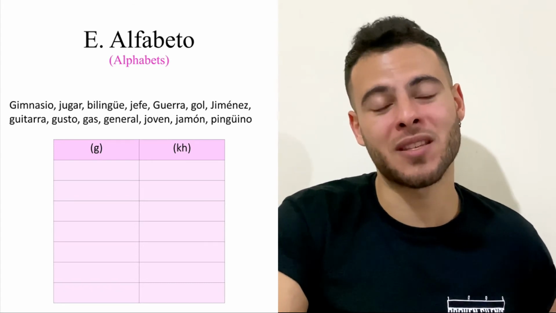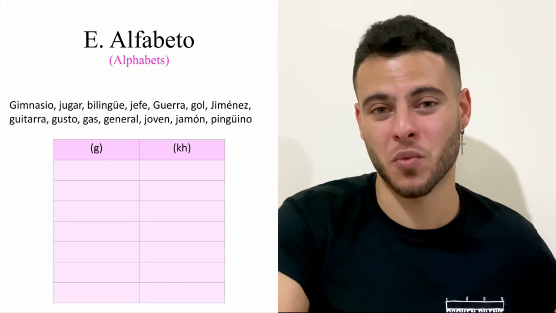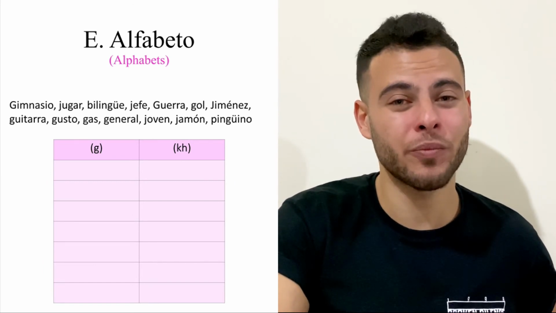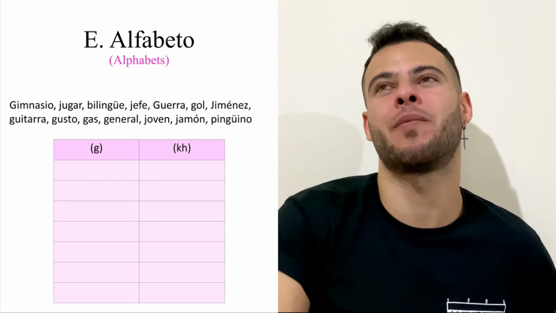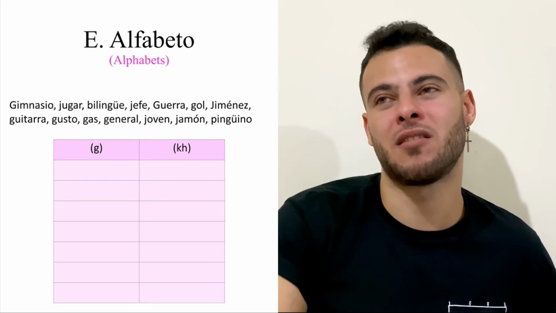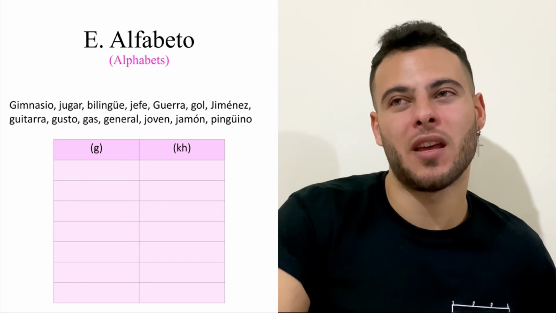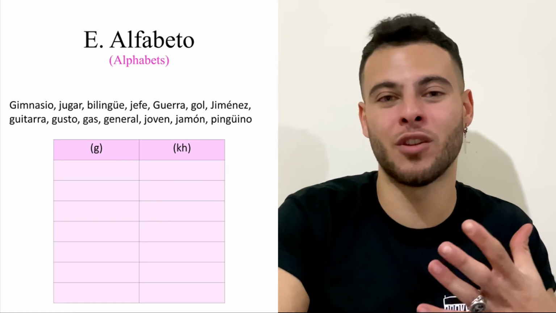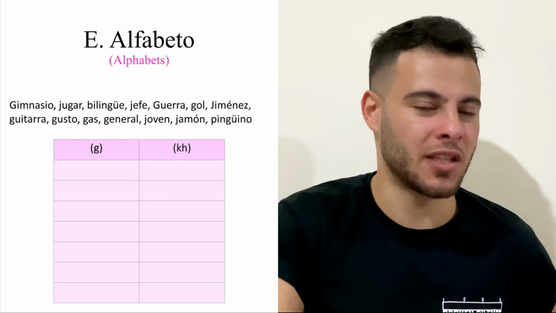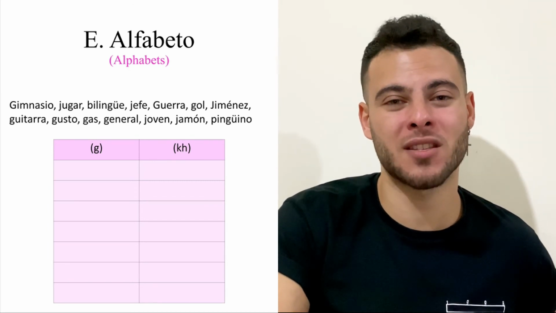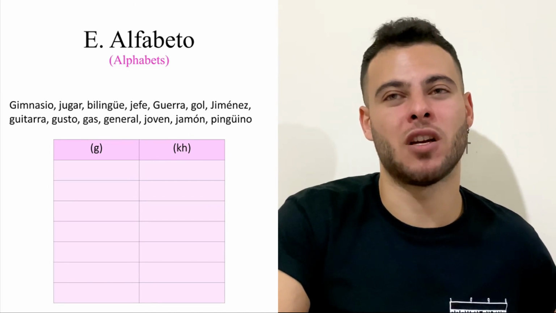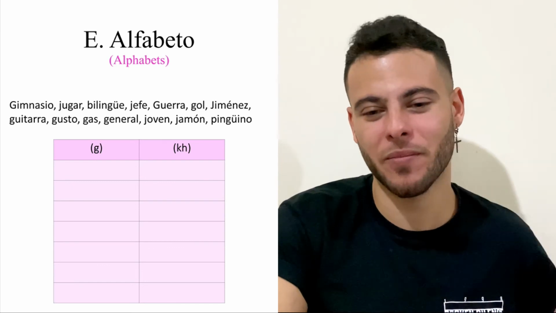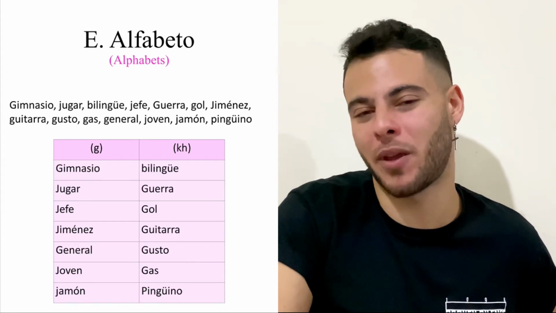Jiménez. Jiménez is a name. It's a Spanish name, a very popular one as well. Guitarra. The guitarra is the guitar. Gusto. Gusto is something that, to say, a pleasure. It's a taste. It's when you say mucho gusto, it's like it's a pleasure knowing you, getting to know you. General, it's general. Joven. Joven means to be young. Jamón, which is ham, and it's very delicious in Spain. And pingüino. Pingüino, it's a penguin.